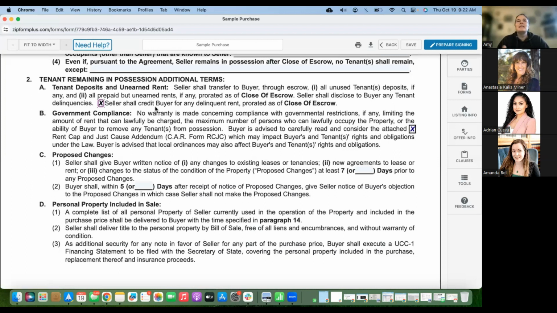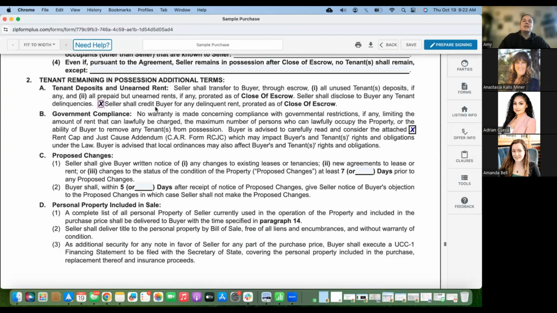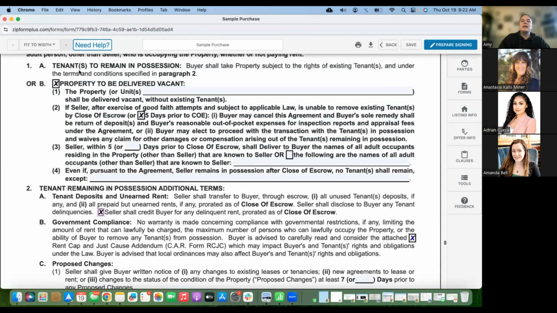Number 1, are the tenants, what are they paying in rent? And number 2, are they current on their rent? So that you know, and absolutely, if tenants were delinquent on rent, you may want to write the offer checking 1B versus 1A, where the property is to be delivered vacant.